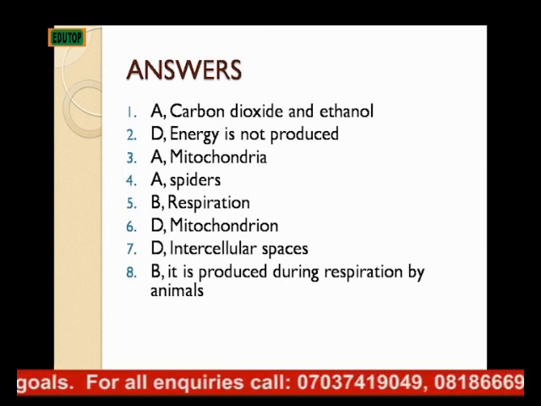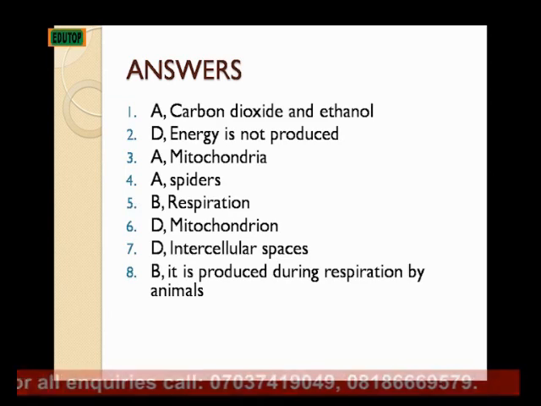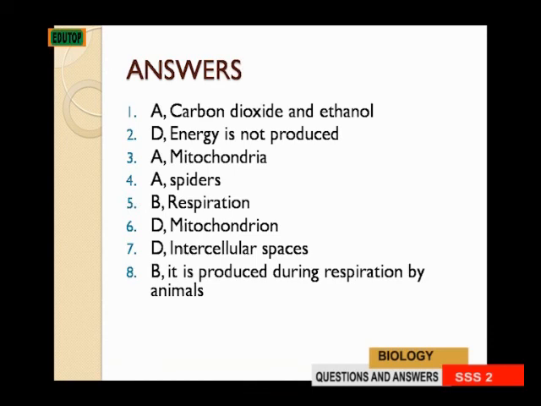Then for the last question, number 8, the answer is B. The reason why even after removal of carbon dioxide from the atmosphere, the amount remains more or less constant is because it is produced during respiration by animals. Animals produce carbon dioxide regularly, so that is why it is more or less constant in the atmosphere despite its removal.